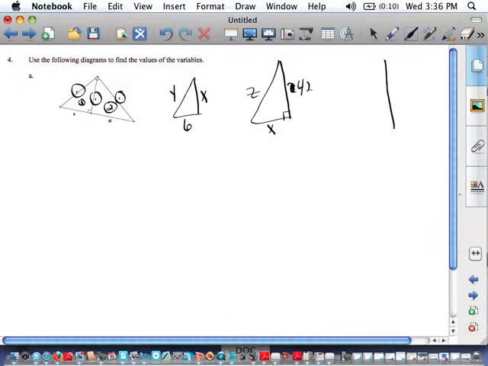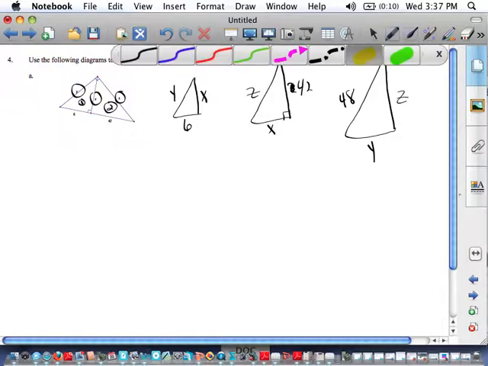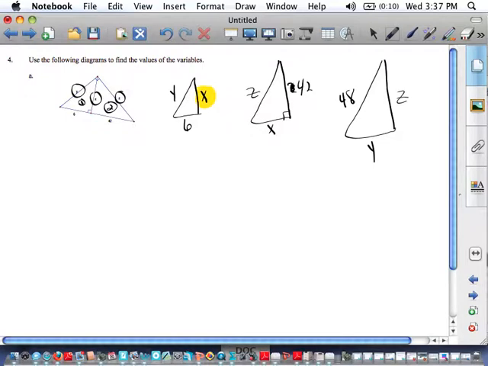Then you have the largest triangle, the original triangle, which has a short leg of y, a hypotenuse of 48, and a long leg of z. So when you want to find the value of a variable, you're looking for the 2 triangles in which that variable occurs. For example, if you're looking for x, that occurs in the first triangle and the second triangle.